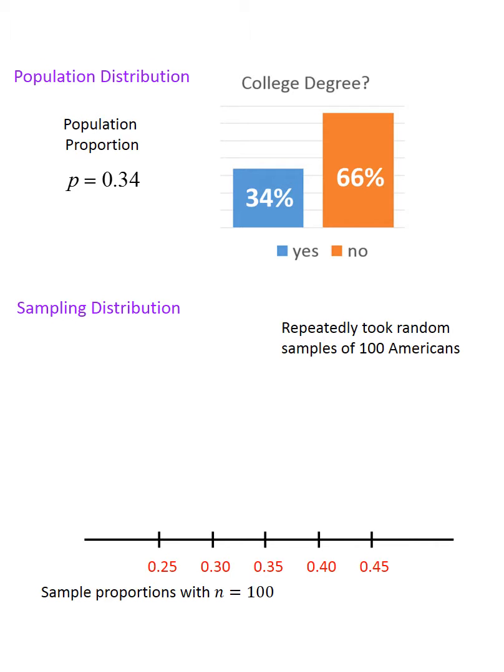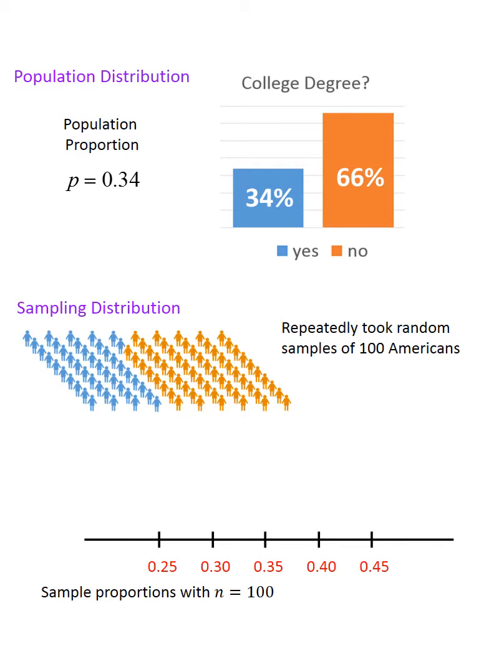I want you to imagine that we were to take a random sample of 100 Americans. Here's my random sample of 100 Americans. You can see from the blue and orange here in my random sample that 42% of this random sample has a college degree. We call that sample proportion P hat, the hat indicating the little triangle thing that we write above the P to remind us that it is a sample proportion and not a population proportion.